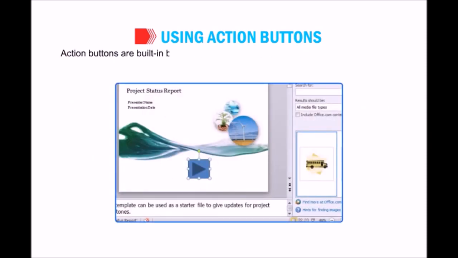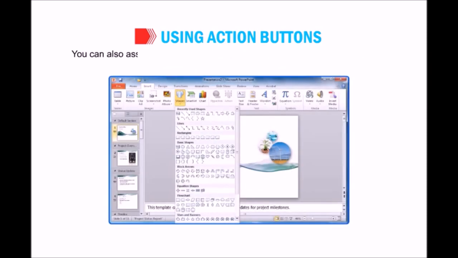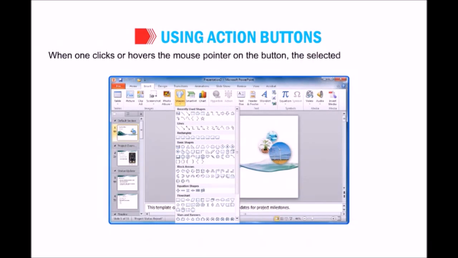Action buttons are built-in button shapes that you can add to a presentation and set to link to another slide, play a sound or perform some other action. You can also assign actions to clip art, pictures or the text in a SmartArt graphic. When one clicks or hovers the mouse pointer on the button, the selected action will occur.